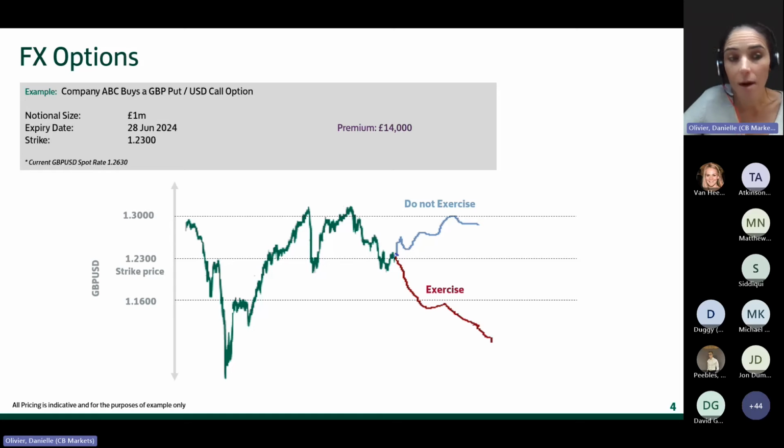If, on the other hand, the spot market is trading at 1.16, the red line in the graph, it would be better to exercise the option and receive 1.23 million US dollars rather than to trade in the spot market and receive only 1.16. So you can see whether to exercise the option or not is determined on the expiry date in relation to where the market is trading and if it is beneficial for the company to do so.